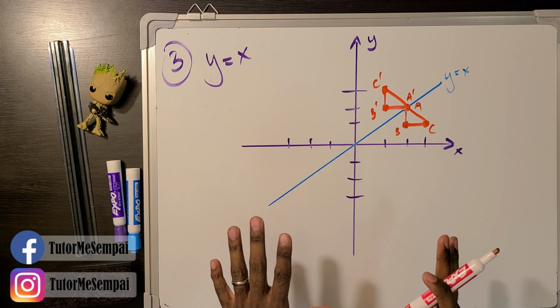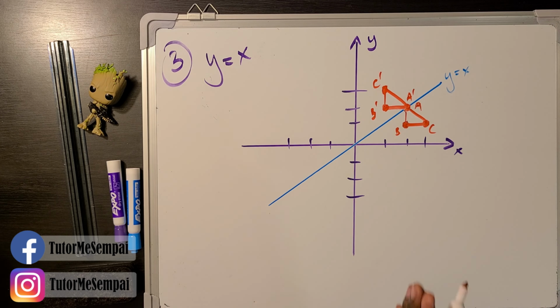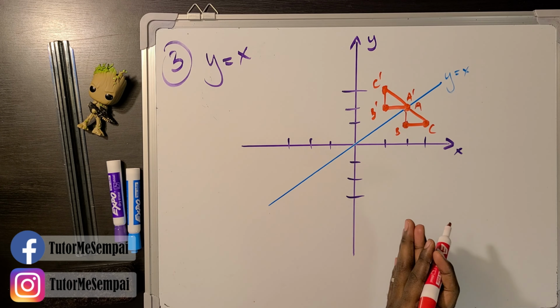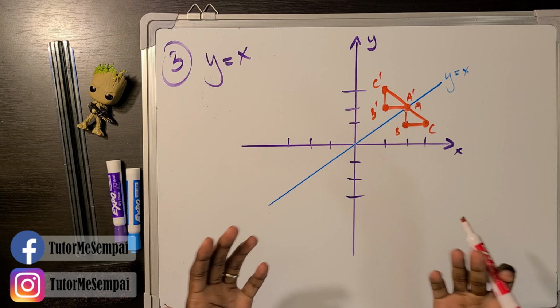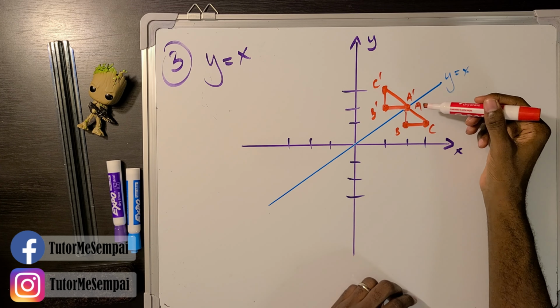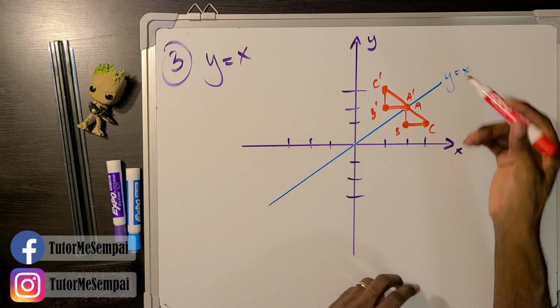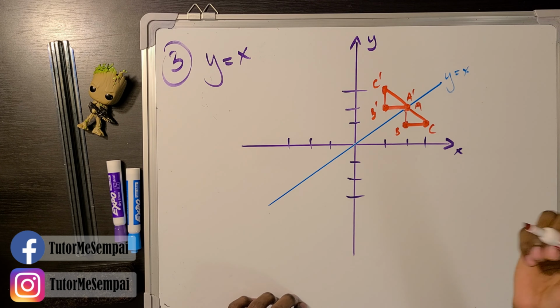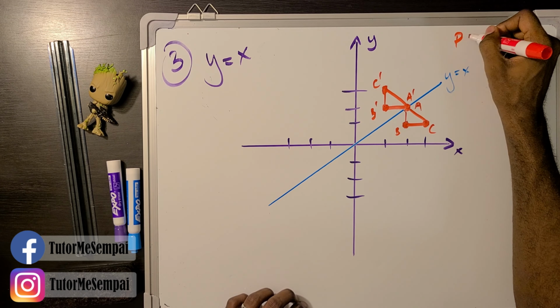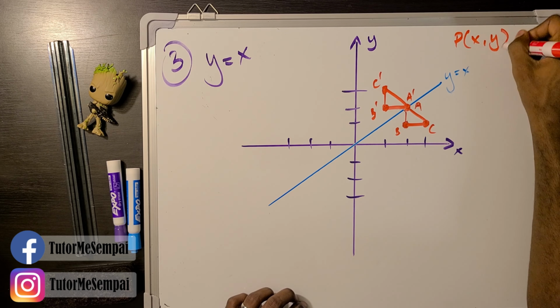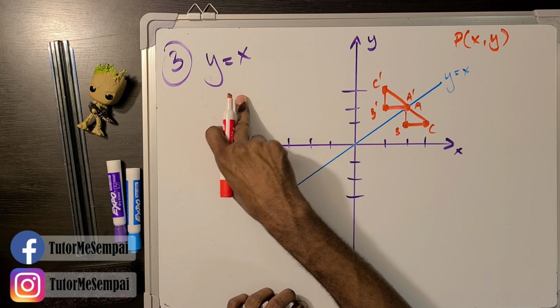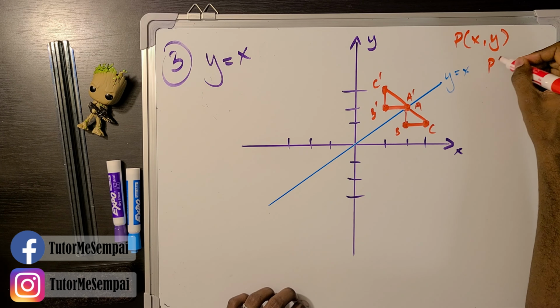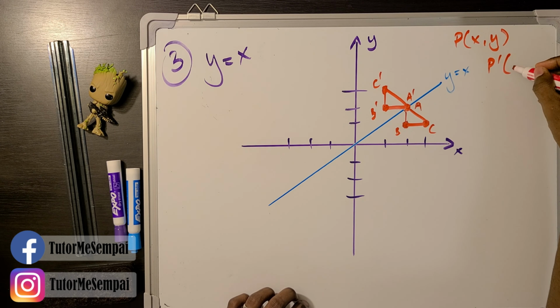But now the true question is, can we use our shortcut even in this case? Is that going to affect things? Is it a special case when you have something on the line of reflection, or is it going to work no matter what? So let's look at our rule. Remember, we said if we have a point x, y, and we're reflecting over y equals x, our P prime, our reflected point, is going to be y, x.